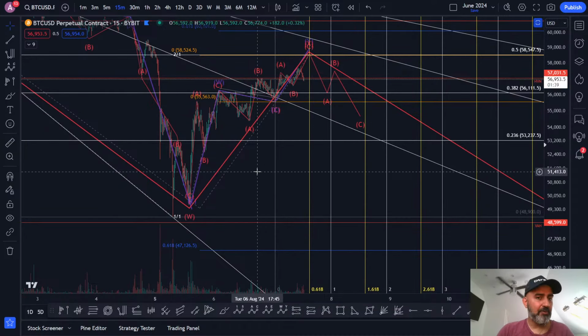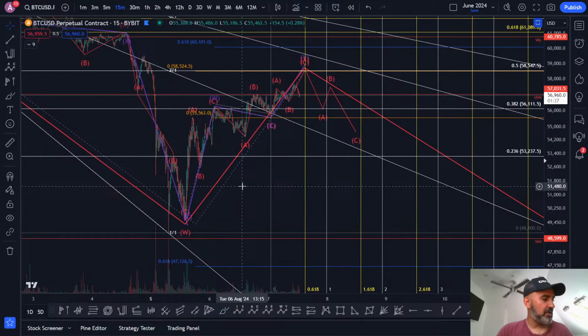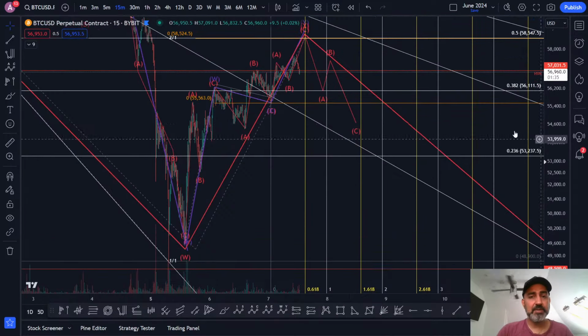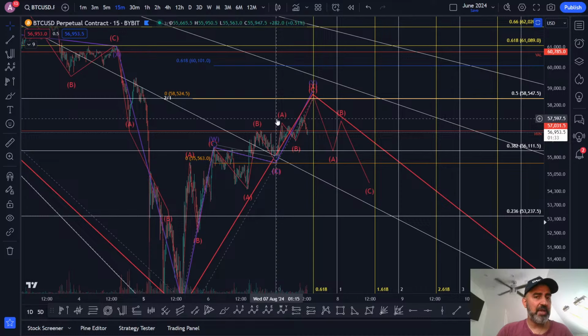And then obviously I want to see a rejection. I think that's really important. So I want to see a rejection. I want to see market structure change on a local time frame, and then I'll be looking for the A to complete.